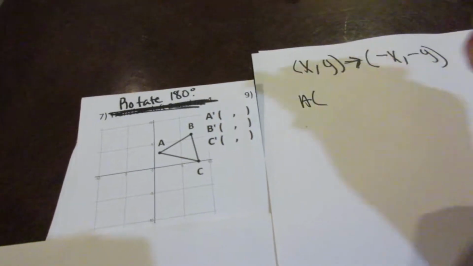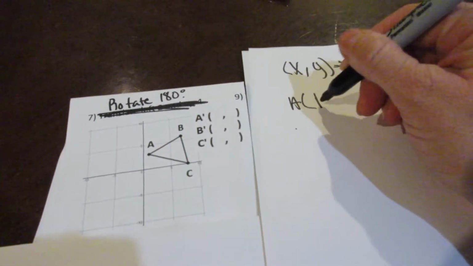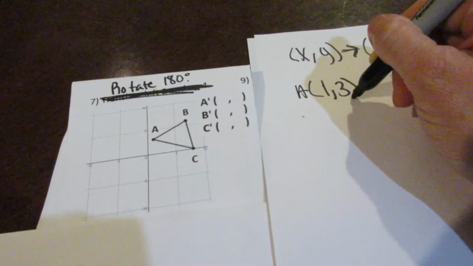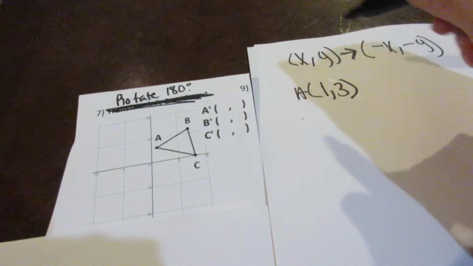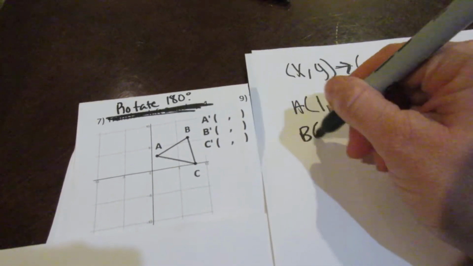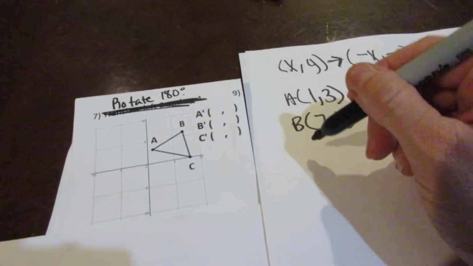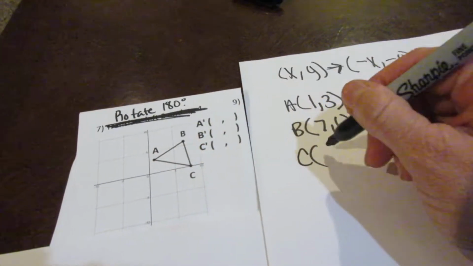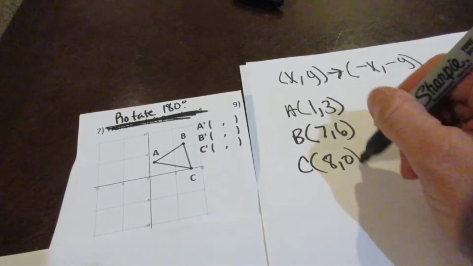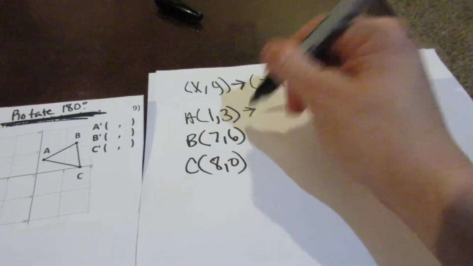Alright, so our first step is to write down our original points so that we can perform our rotation. Point A is right 1 up 3, so that's going to be +1, 3. Point B is right 7 up 6, so that is going to make point B 7, 6. And point C is right 8 up 0, so that is going to make it 8, 0. And now we are ready to apply our rule.